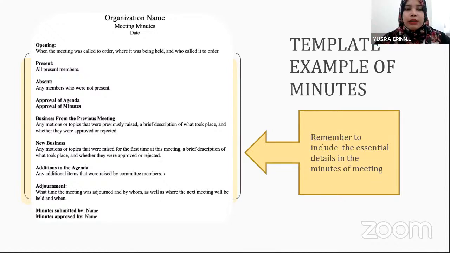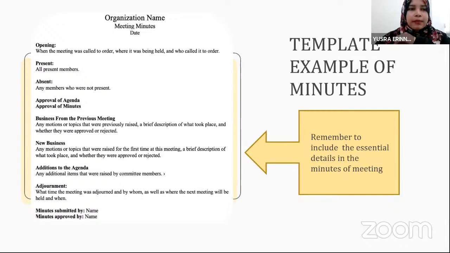Any members who are not present, you just list their names and their position, so who is absent from the meeting. Next comes approval of agenda and approval of minutes. During the first part of the meeting, you will attach to the attendees the minutes of meeting from the previous one. You will go through, just skim through it, and decide whether it's approved or something needs to be amended.